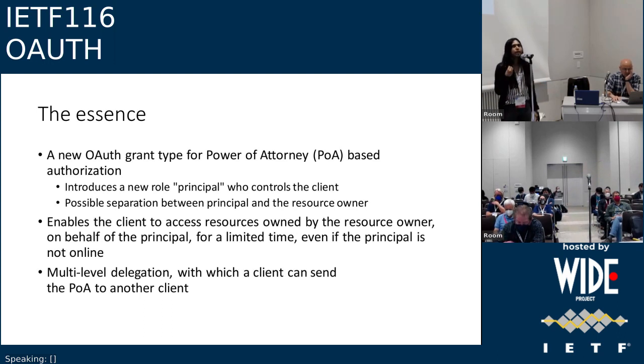And also we introduced multi-level delegation. For example, you have the client, say client 0, and we have client 1, 2, 3, up to n. So you get the POA, or power of attorney, from the principal, and the principal sends it to the client, client 0. Then client 0 can transfer the POA to the next client, and it goes like that. So it is also possible to do this chain, or multiple levels of delegation. Next slide, please.